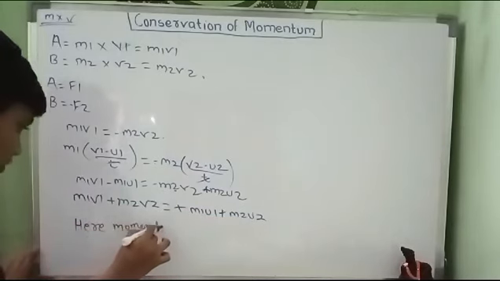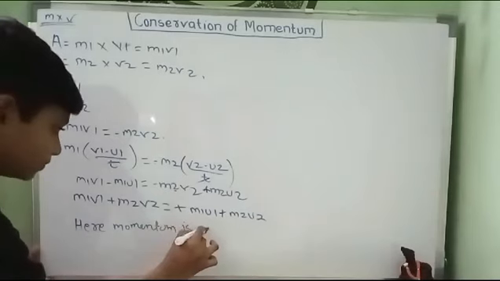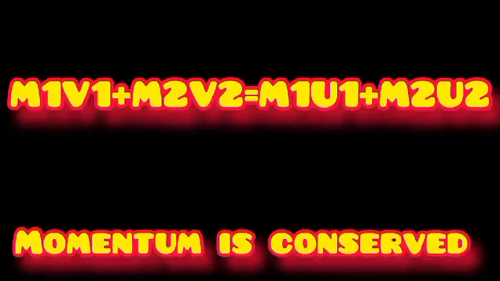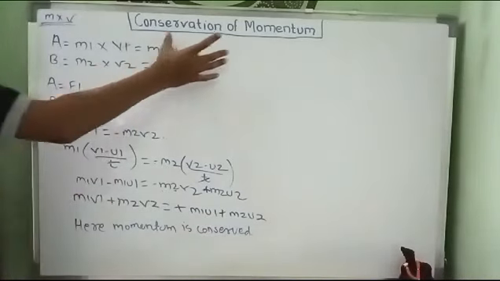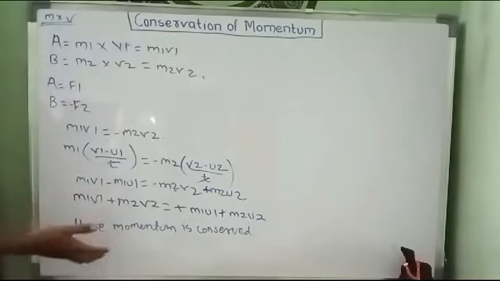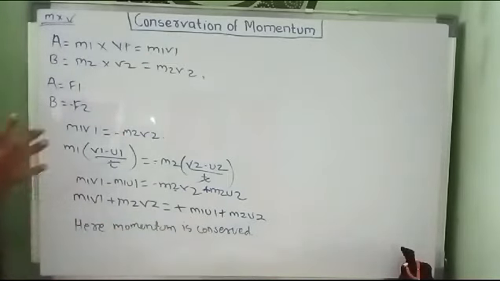Momentum is conserved, because momentum is neither destroyed nor produced; it is constant in the whole universe. So conservation of momentum means the momentum before collision and after collision is the same. It wouldn't be changed.